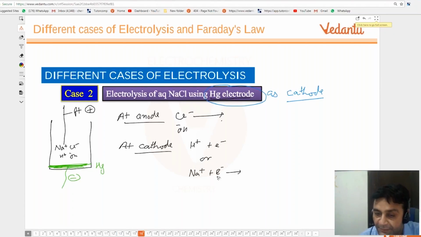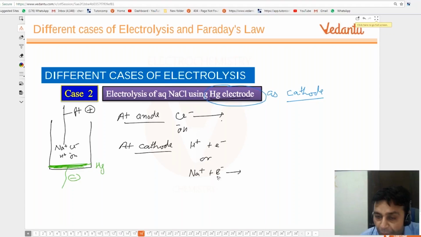Which will take place? Why hydrogen? Why H? Why not sodium? More reduction potential. You're right here. But that is a very common case.